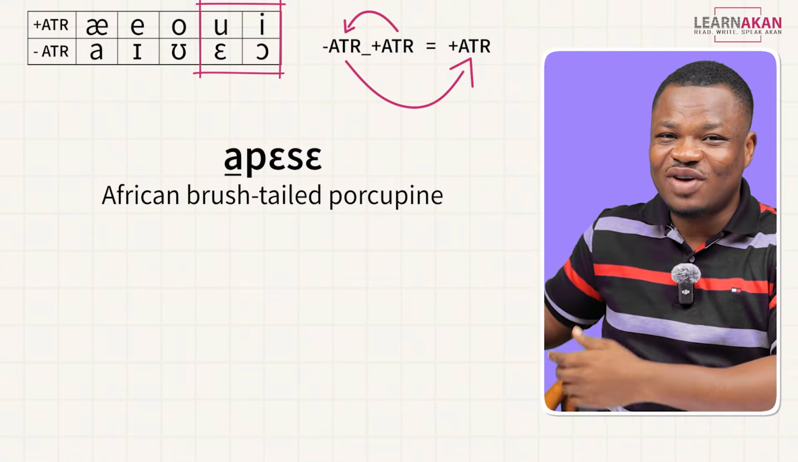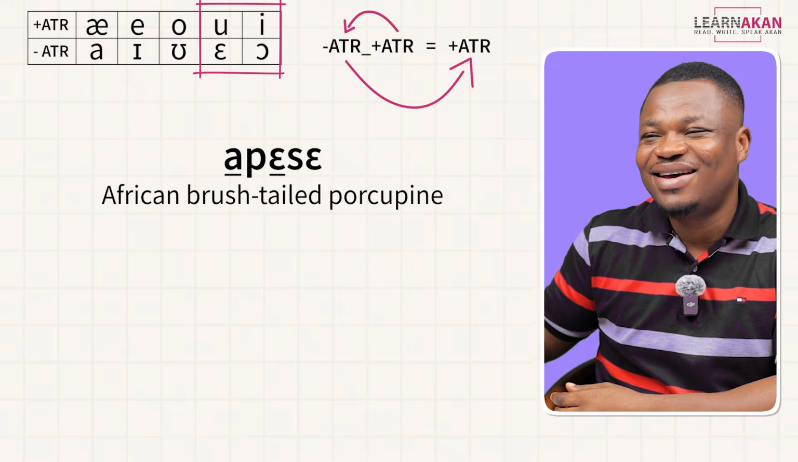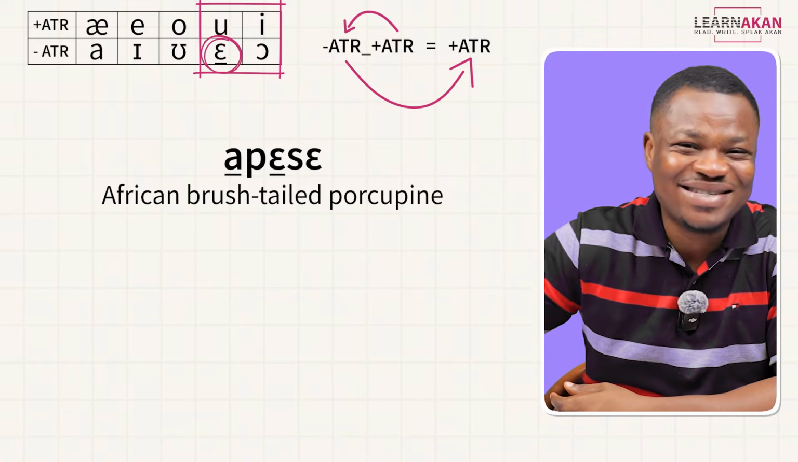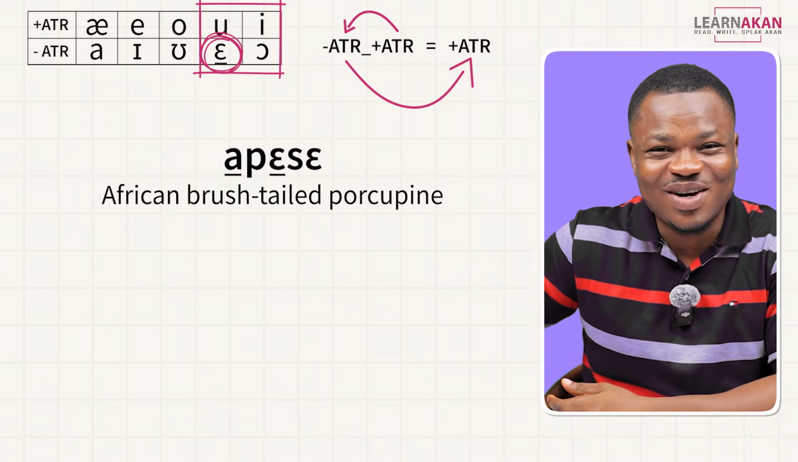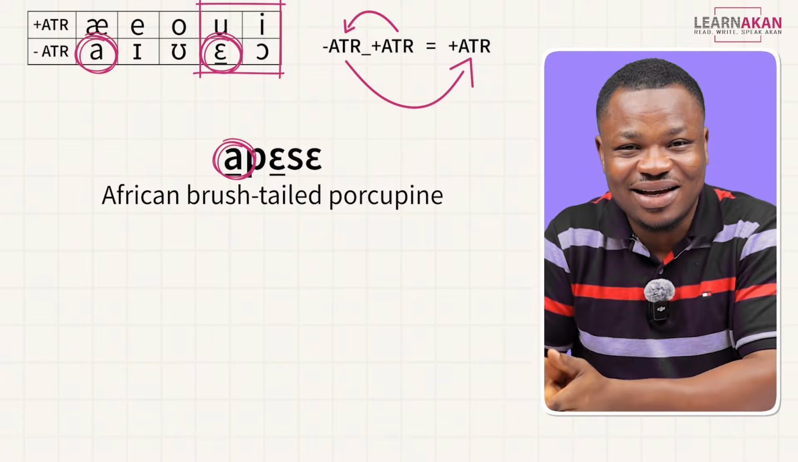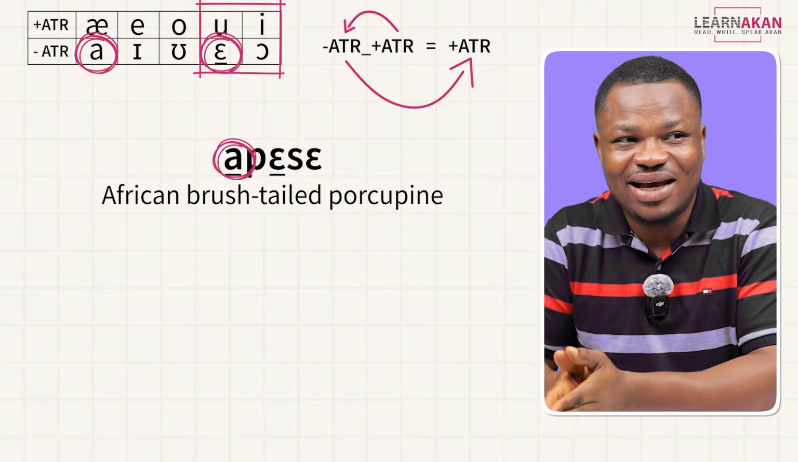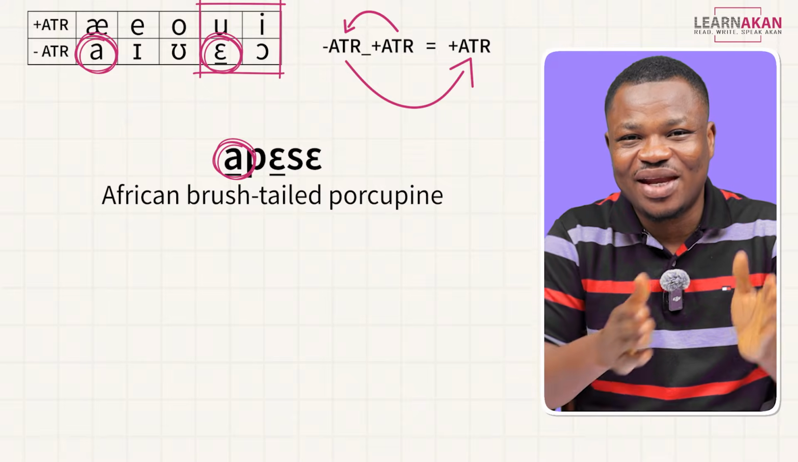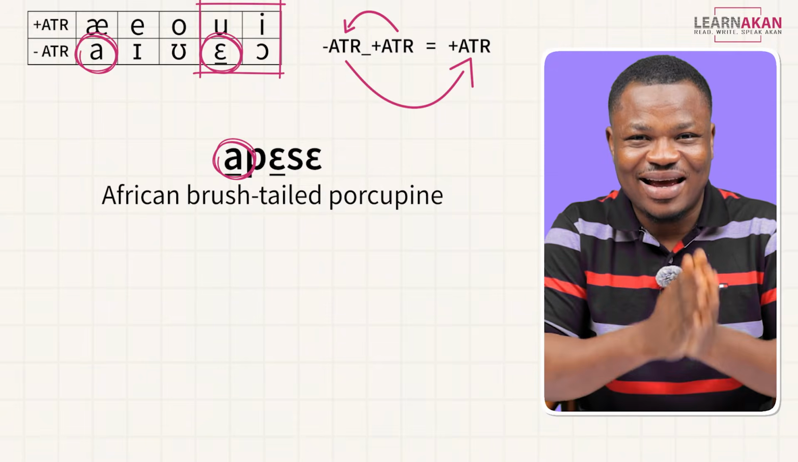So here, the next vowel is E, right? E, and E is minus ATR, right? So we pronounce this as apese, apese, and not epese. No, it's apese, apese.